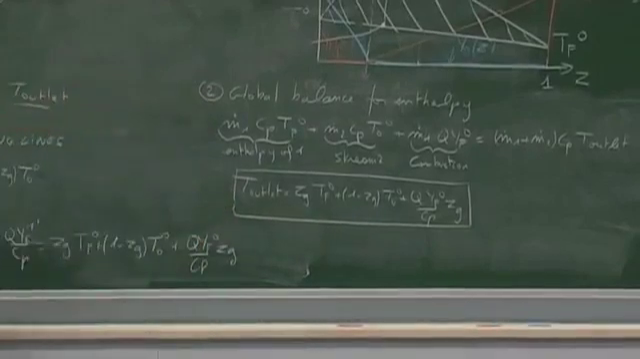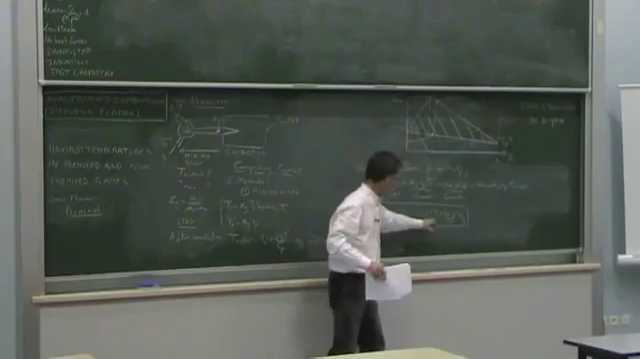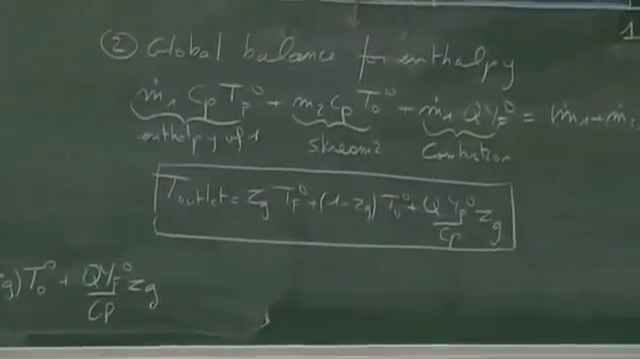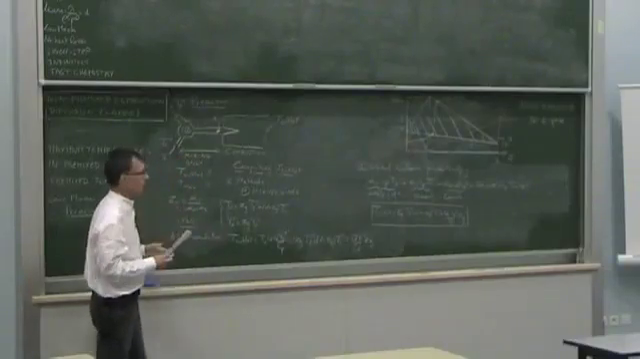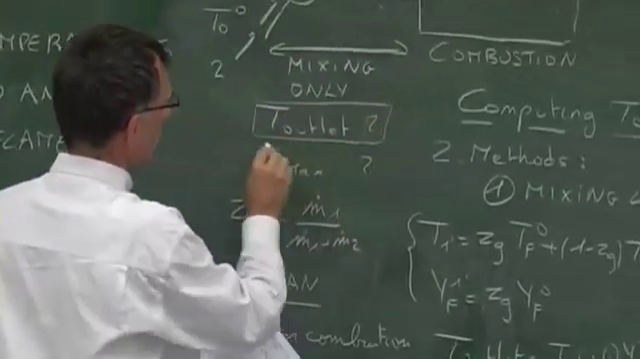The outlet temperature is just obtained by the mixing temperature plus the heat added by combustion. So this answers my question about T outlet. What about T max?